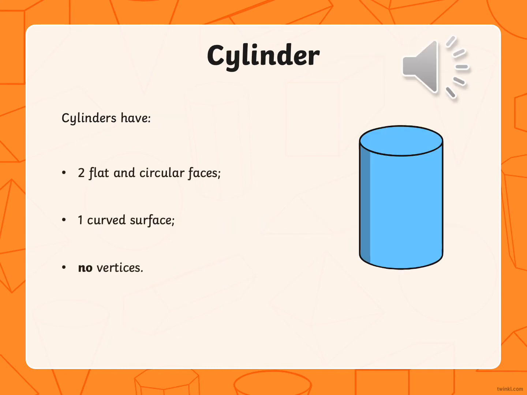A cylinder has two flat circular faces and it's got one curved surface. Doesn't have any vertices. There are no points on a cylinder.